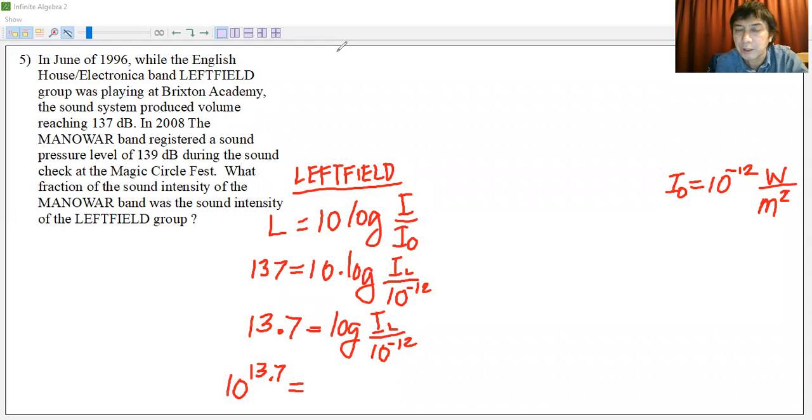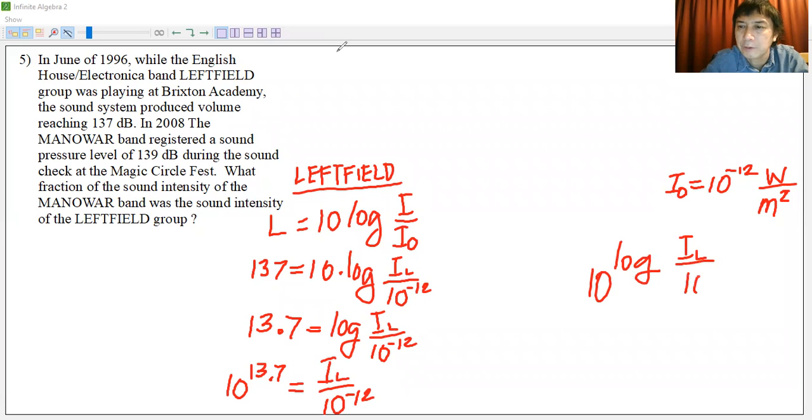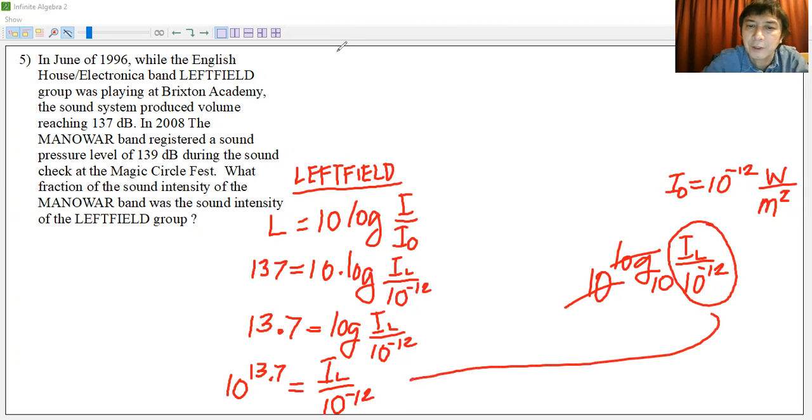IL is equal to 10 to the negative 12. This will be just IL over 10 to the negative 12, like that. Remember, if you have something like 10 raised to the logarithm of IL over 10 to the negative 12, this is base 10 here, so this cancels out, and you will have this as the answer. That's why you have it there. All right, so that explains it. We have taken the anti-logarithm of both sides.